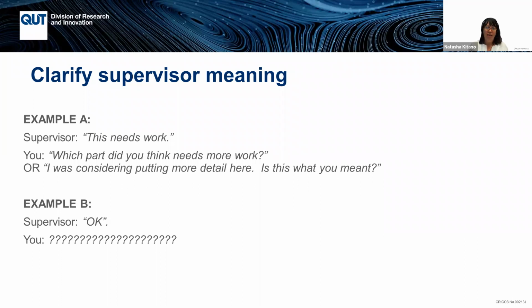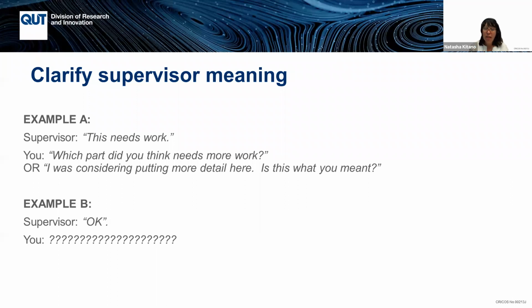So the word okay is also really vague. What does it mean? It could mean it's on track. It could mean it's okay for now, but you might need to work on it later. It could mean it's just okay, you can do better than this. So what you need to find out is what okay means to your supervisor. Again, I keep saying it, ask those specific questions.